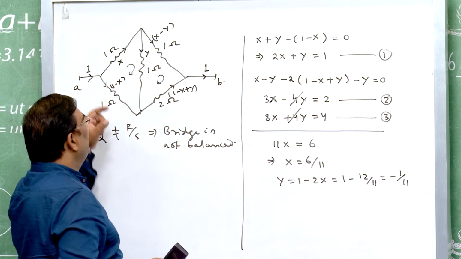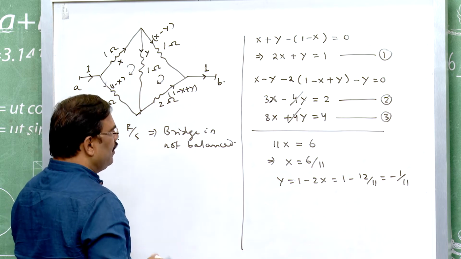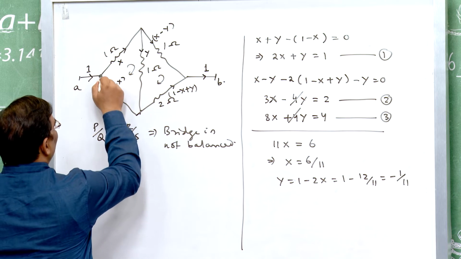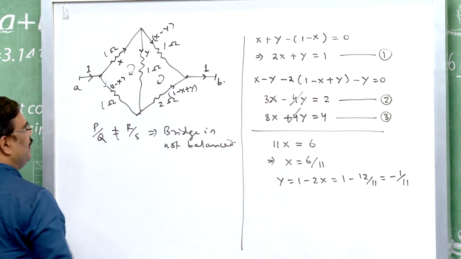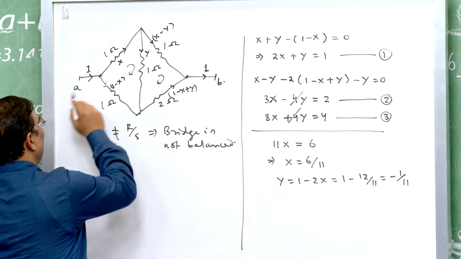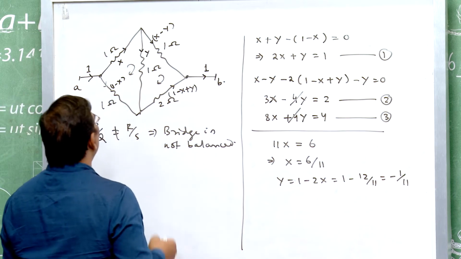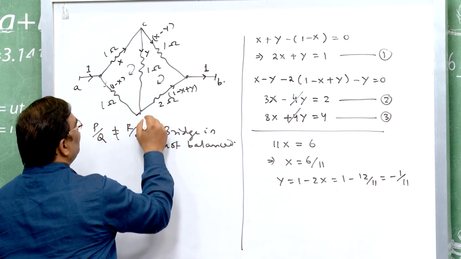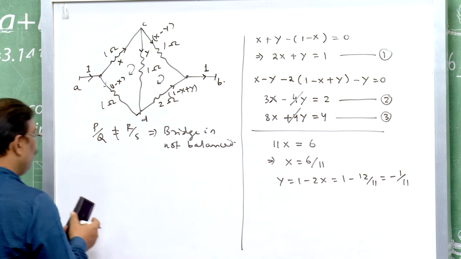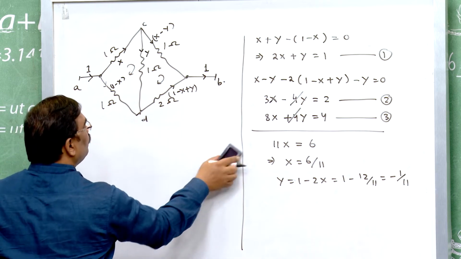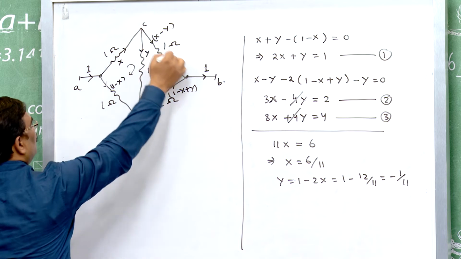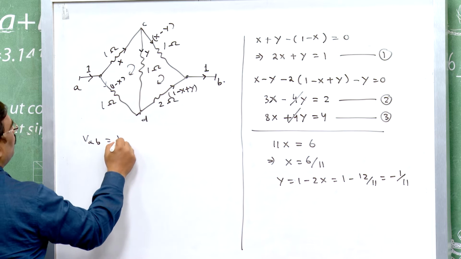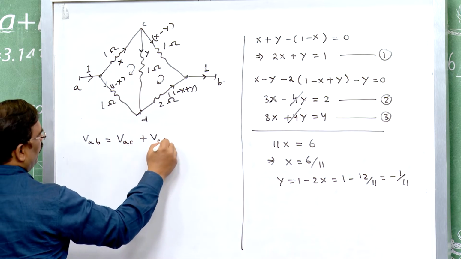So, now knowing the values of x and y, let us try to find the potential difference between A and B and also the effective resistance. If I start with A, this is A, B, suppose this is my C, and this is my D. In whichever path you want to go, you can move. Suppose I move from A to B through C. So, V_AB equals V_AC plus V_CB.